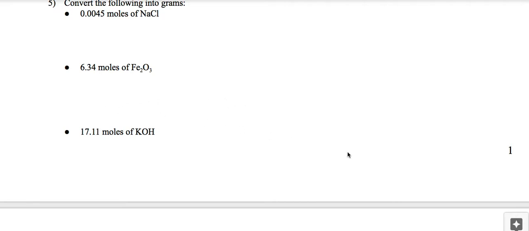We're going to go back the other direction now. We have our moles. So we're going to start there and convert to grams. So we have 0.0045 moles. Now let's look at this again. We have 1 mole. Put this up here. That can equal two different things. It can equal a mass. That comes from the periodic table. Or it can equal 6.022 times 10 to the 23rd.